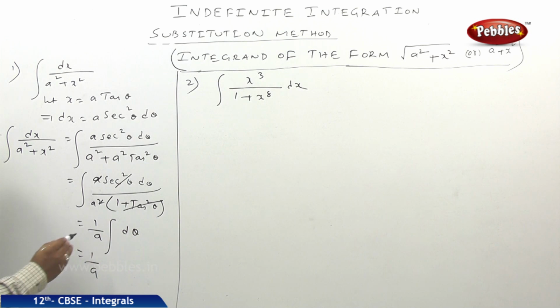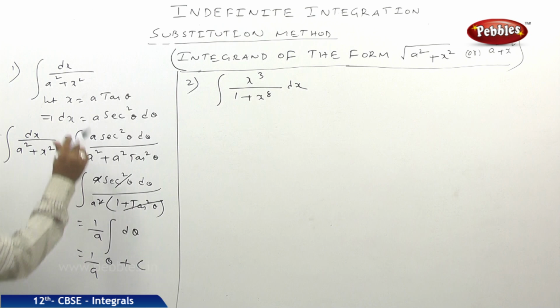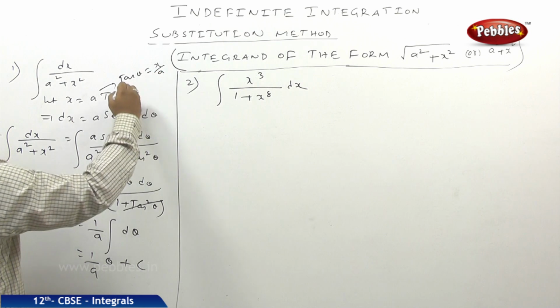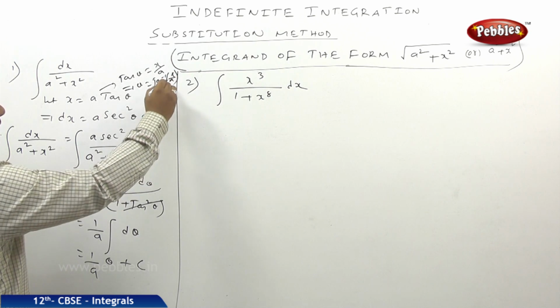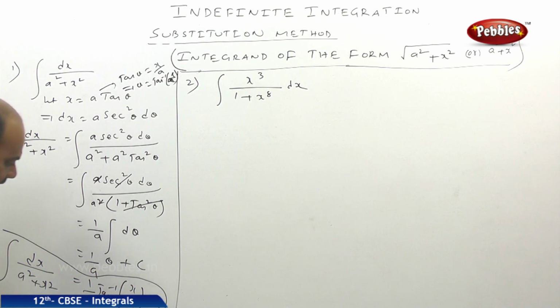So what happens, 1 by a, the integral of d theta is always theta plus c. But theta is nothing but tan inverse of x by a, because from this I can write tan theta is equal to x by a. That implies theta is equal to tan inverse of x by a. So 1 by a tan inverse of x by a plus c. So finally this also should be remembered as a formula: dx by a square plus x square is equal to 1 by a tan inverse of x by a plus c.